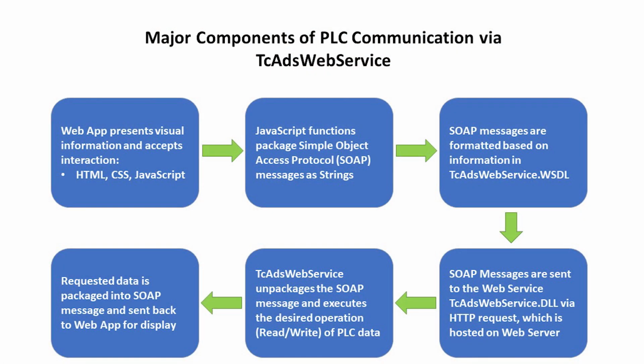So the first part is our web app. We're going to make an HTTP request of our web server, and that's going to give us some web document that's made of HTML, CSS, and then JavaScript in the background. These JavaScript functions are going to package a SOAP message, a Simple Object Access Protocol message, as a string, and we'll see that. So we've got this message that has been configured that we are then going to hand over to our DLL.